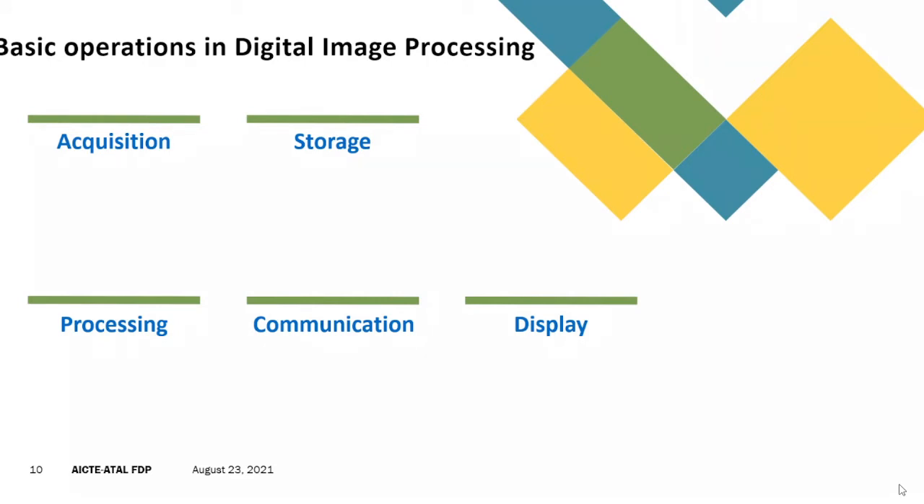Display. You have taken an image, you have captured it, and now you are monitoring it as it is displayed on your screen, on your monitor, on your phone. So these are the very basic operations which happen in digital image processing.